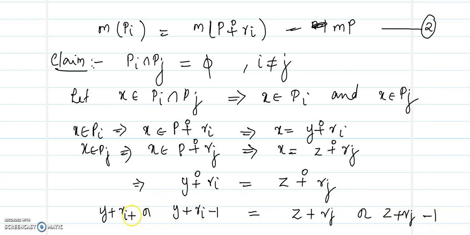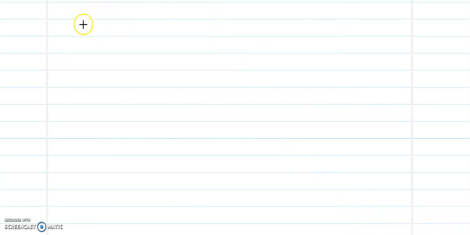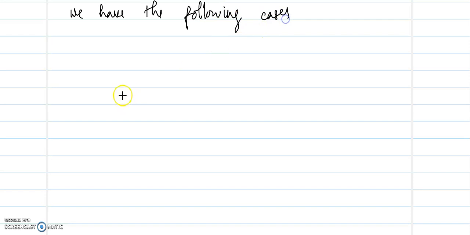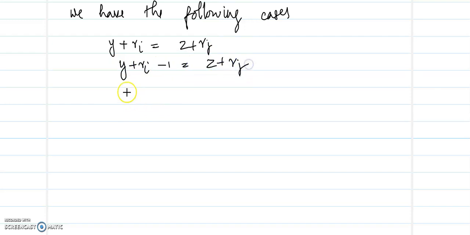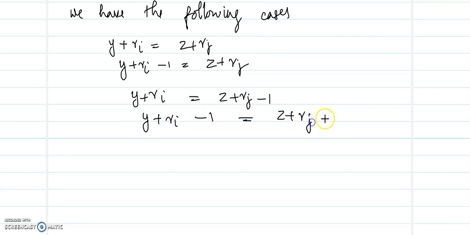So here we will have 4 cases. On the left side either of these two can occur, and on the right side either of these two can occur. Let us write all the 4 cases. We can have y plus Ri equal to z plus Rj; y plus Ri minus 1 equal to z plus Rj; y plus Ri equal to z plus Rj minus 1; and y plus Ri minus 1 equal to z plus Rj minus 1.